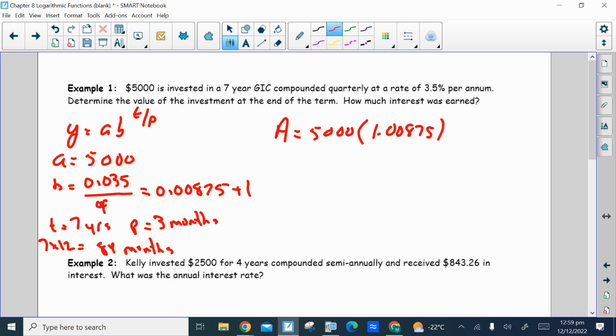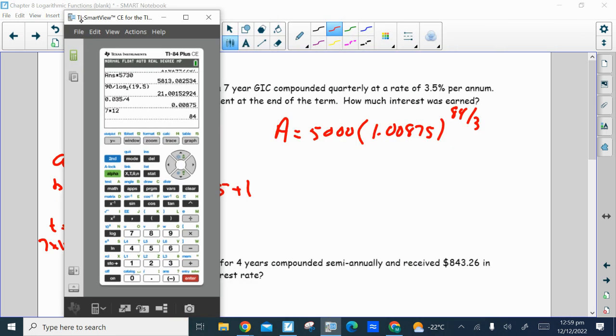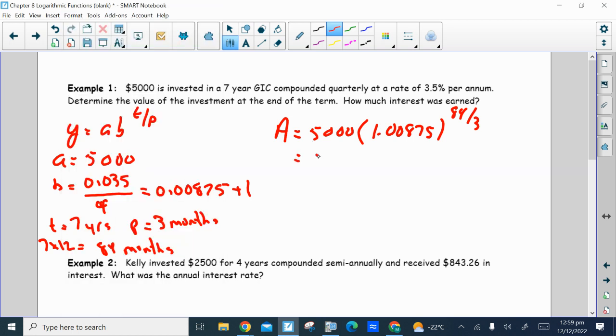And that's raised to the power 84 divided by 3. So 84 divided by 3, is that 28? Yep. And here's a quick check to make sure you have the right exponent there. How many times will the interest be calculated? Well, it's compounded quarterly, which is 4 times a year for 7 years. 4 times 7 is 28. The interest is going to be calculated 28 times. So you could have used that to get that exponent.